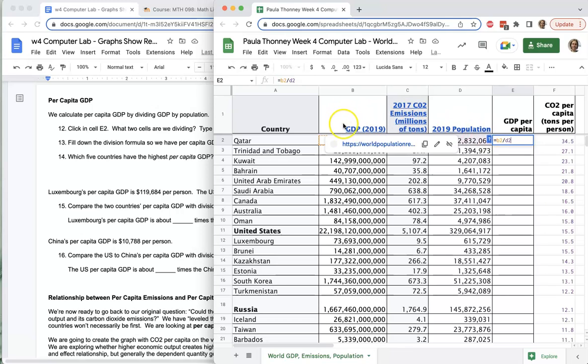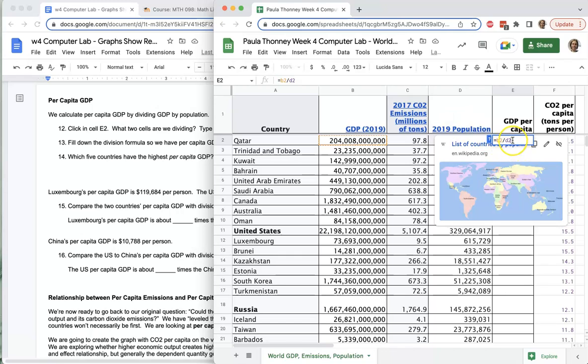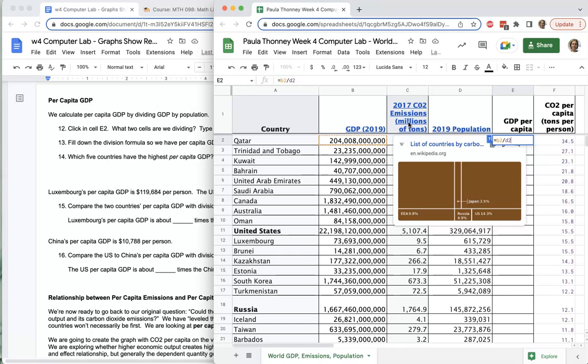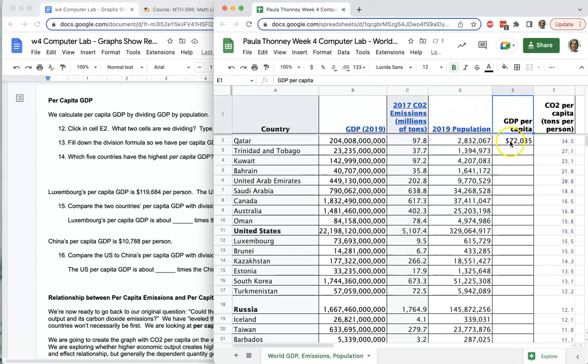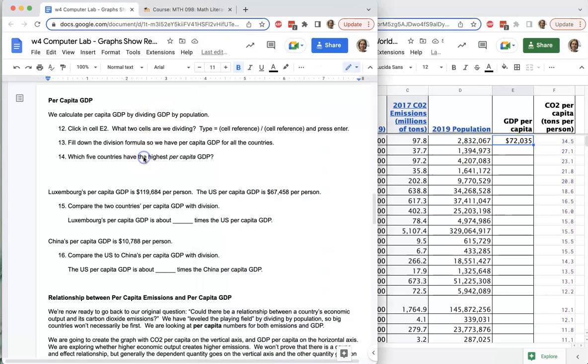And these are raw numbers. The GDPs are dollars and these are people. So dollars per person is what we're generating. Unlike here where we also had to multiply by a million, we don't have to here. So B2 over D2, and then fill down the division formula.